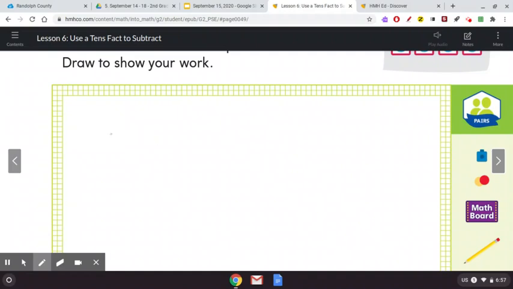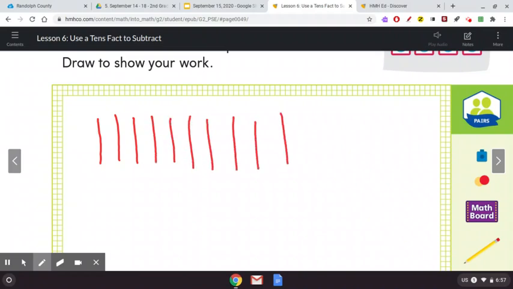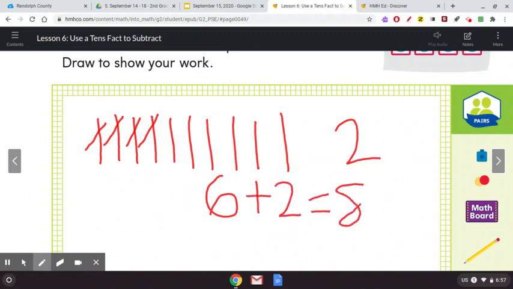So I'm going to do this. Instead of 12 minus 4, I'm going to do 10 minus 4. So I'm going to go 1, 2, 3, 4, 5, 6, 7, 8, 9, 10. So 10 minus 4, 1, 2, 3, 4. Okay, so that would be 6. However, we did 10 minus 4, so we had 2 left over from the 12. So we're going to do 6 plus 2 equals 8. Okay, so that's how I would solve. Now, go ahead and take a second to write that down in your notebook.